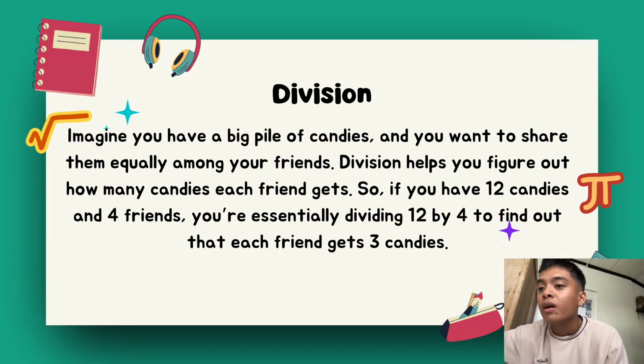Division helps you figure out how many candies each friend gets. So if you have 12 candies and 4 friends, you're essentially dividing 12 by 4 to find out that each friend gets 3 candies.